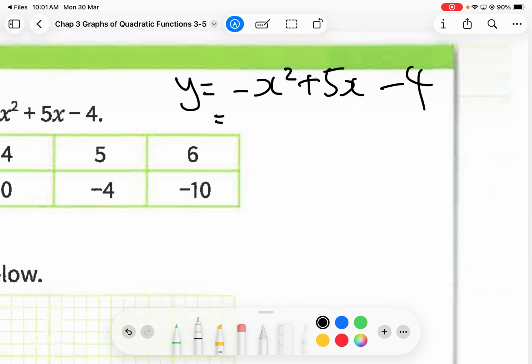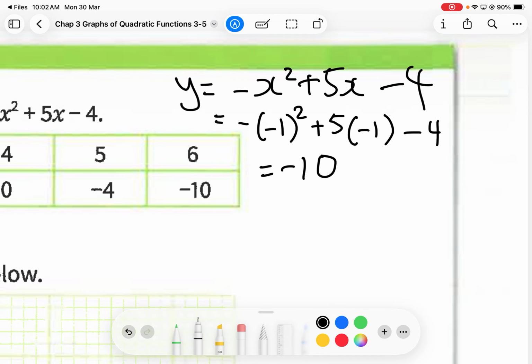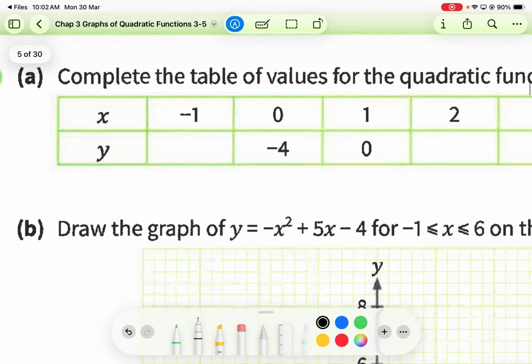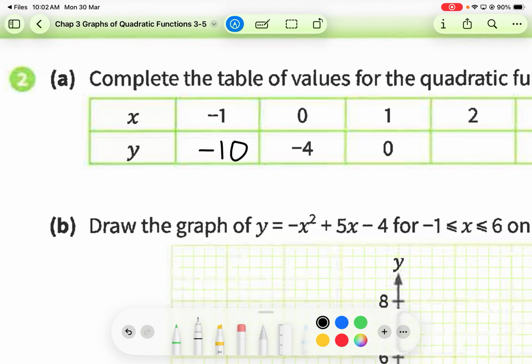Negative, no change. I still must put my negative. My x is being squared. I replace x with a bracket, put it as -1. Then I go and square it. Plus no change, 5 no change. It must be like that. Then you will get, yes, -10. Very good. You will get y equals to -10 when x equals to -1. Then you can key in here, -10.